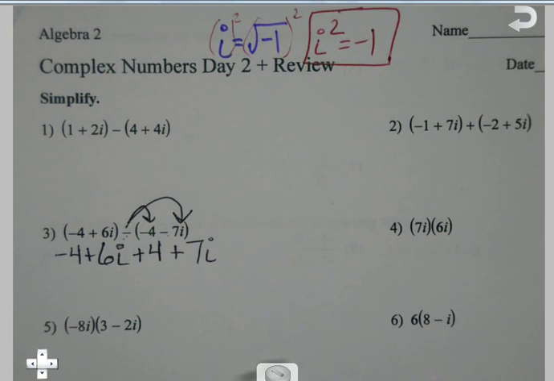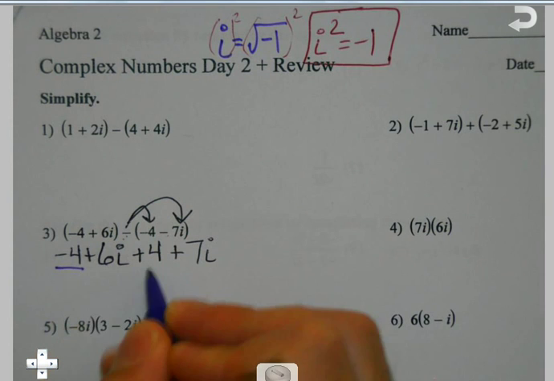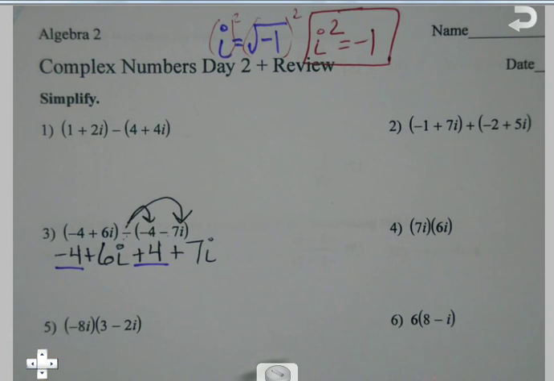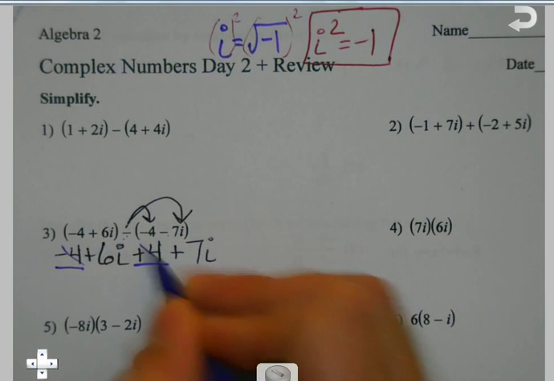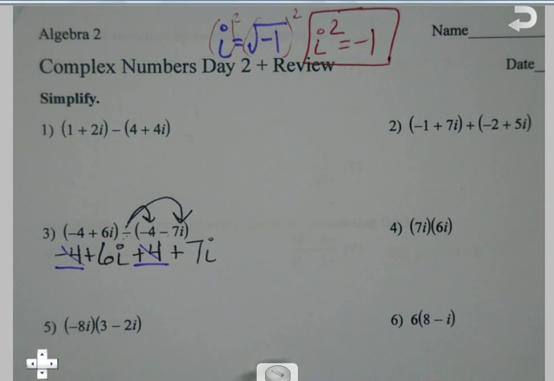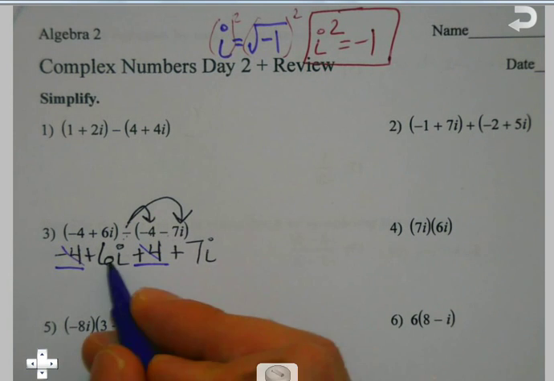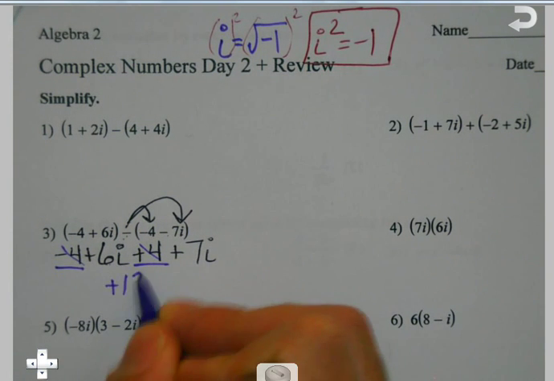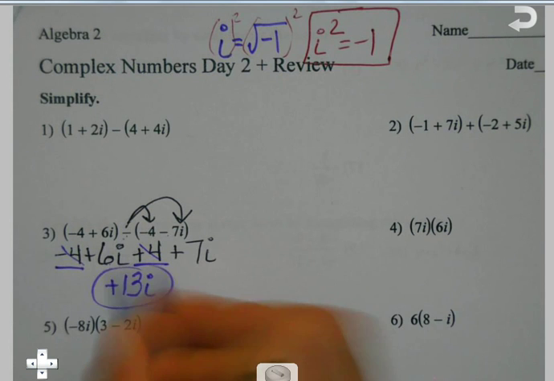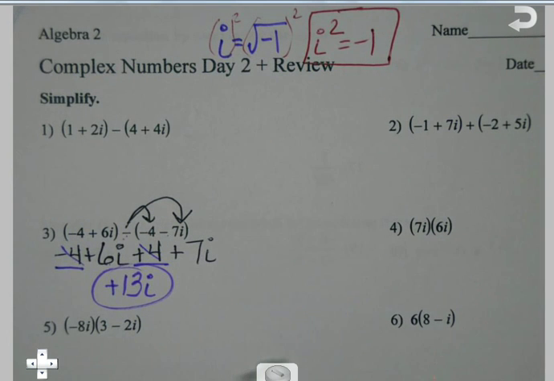So I look, and I'm like, okay, let's see. -4 and +4. Oh, they cancel out. Okay, so there's no numeric value this time, no constant term. And then 6i plus 7i is 13i, and I'm done. Simple as combining like terms. Okay, but again, you've got to watch for the symbols.